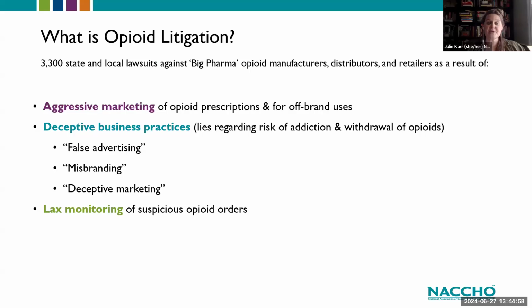This is just, again, to reiterate, a very large lawsuit. This is a collection of over 3,300 state and local lawsuits against Big Pharma. That includes the opioid manufacturers, distributors, and retailers. We'll go into a little bit about who these folks are. This is a result of aggressive marketing, deceptive business practices, and lax monitoring of suspicious opioid orders. And that is all kind of what went into the lawsuits in the first place. Next slide.